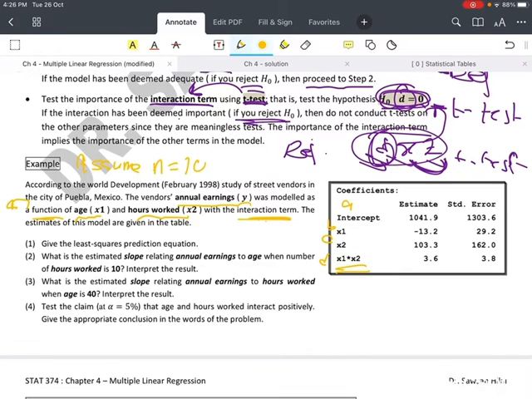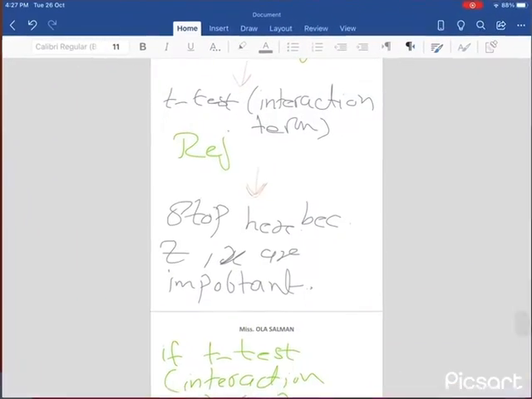So you will go and find, give the least squares reduction equation. So you will write the equation. If they write give the least squares reduction equation, you will write the model by substituting these values that are here. This is the value of what? Of the estimate.